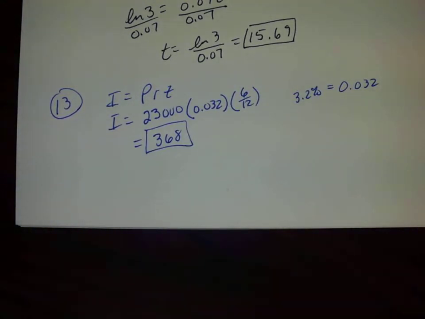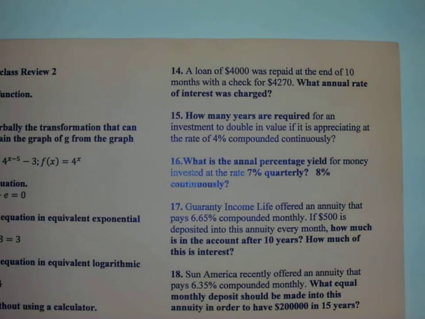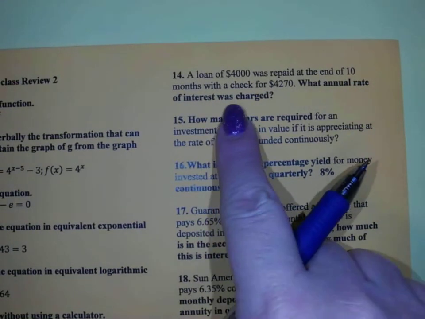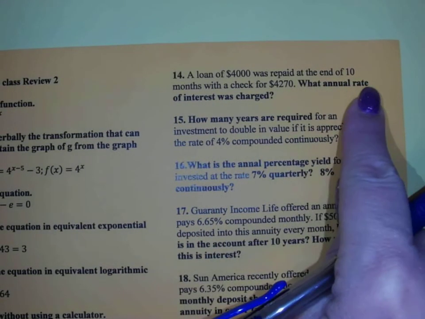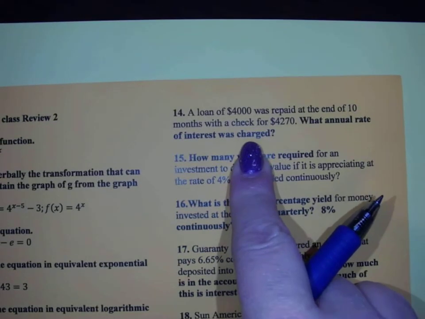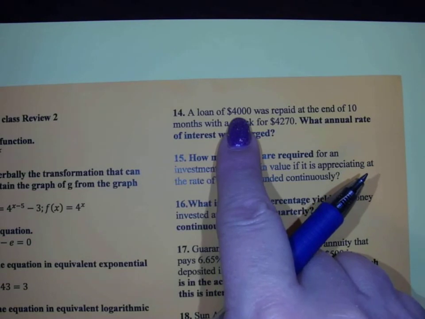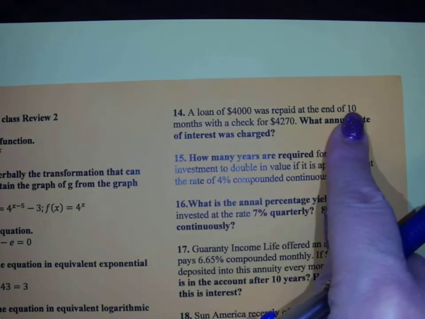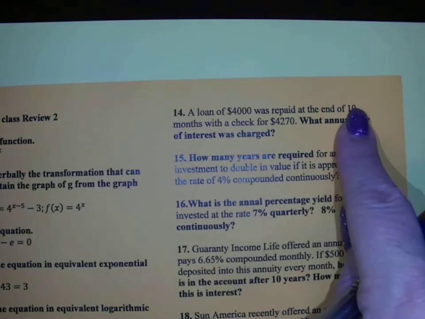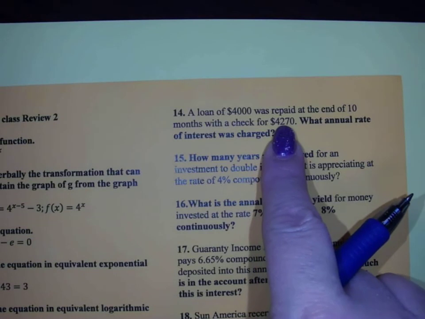All right, our next problem, number 14. On number 14, a loan of $4,000 was repaid at the end of 10 months with a check of $42.70. What annual rate of interest was charged? So in this case, we're looking for an R. We're looking for the rate. We're given a loan of $4,000, was repaid at the end of 10 months, so that's a time. So we're given a P, we're given a T. With a check for $42.70, that's the accumulated amount. So that would be the A.